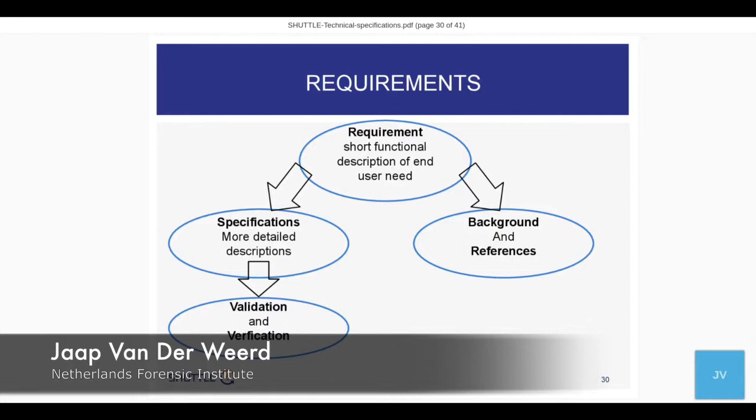First, on the schedule we made for the requirements. For every requirement, we will present specifications. So requirement, as we use it in the Shuttle Consortium, is a very short functional description. So it's nothing with very technical implementation yet. It's just a description of things that we need.